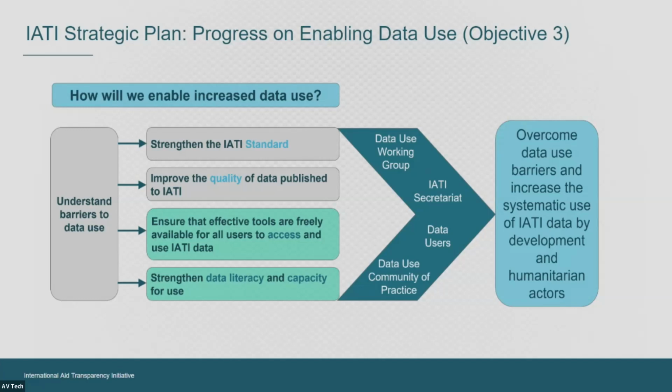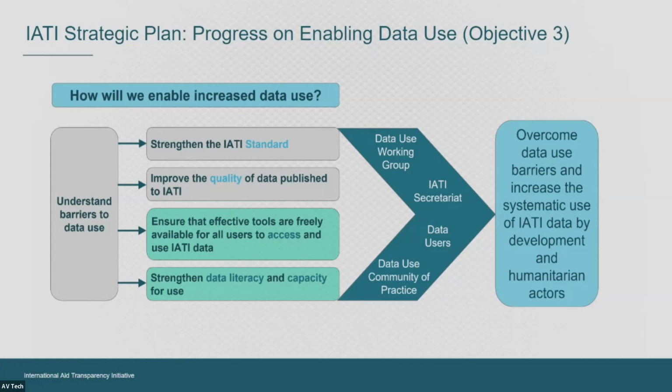Of course, we're in the middle of the implementation of our strategic plan that goes from 2020 to 2025. At the beginning, we mapped out at a high level how we were going to enable increased data use, which is obviously a core objective of the strategic plan. In order to do this, we needed to understand the barriers to data use, and then work to address those barriers by strengthening the standard, improving the quality of data, improving access to data, and making sure that we were providing the resources and training that enabled us to strengthen data literacy and capacity for use.